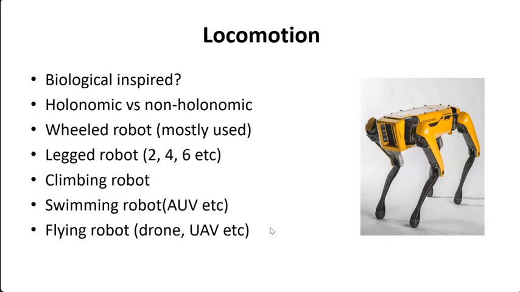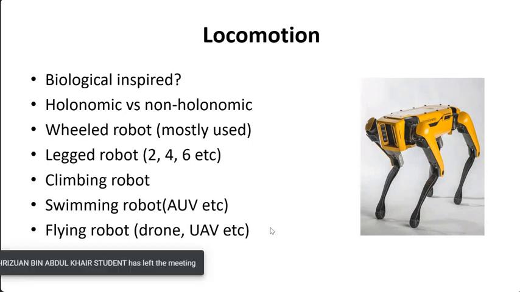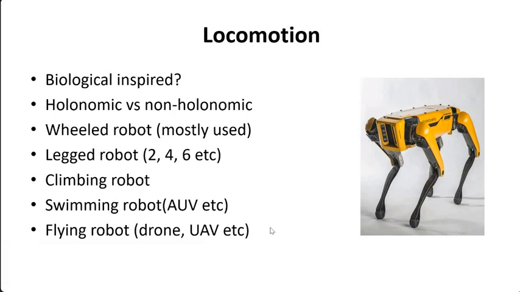Just imagine a situation where the terrain is not flat. You have rocks, you have stairs, and so on. Then a wheeled robot might not be relevant anymore. So you need to have a legged robot in order for you to climb and so on. And also the swimming robot and the flying robot. So given that you have an application, you need to be able to design and imagine what kind of locomotion is the best to solve that application. That is what I want you to understand.